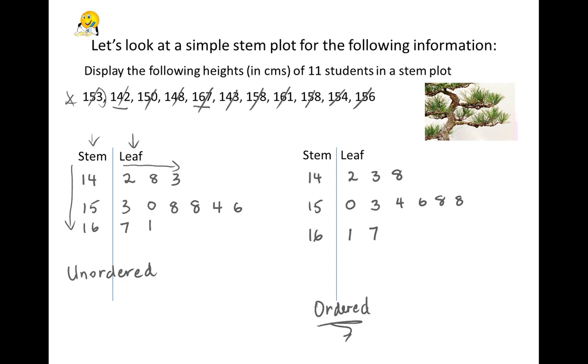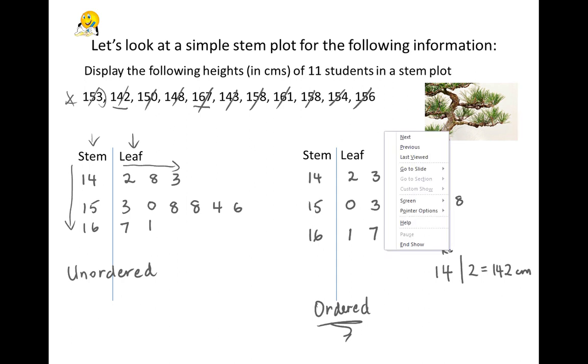Now, last thing that I need here is I need a key, and a key shows us quite quickly what each of these leaves represents. So I'm just going to pick the very first one up here and make it quite clear that 14 line 2 stands for 142 centimetres, and that is my key.